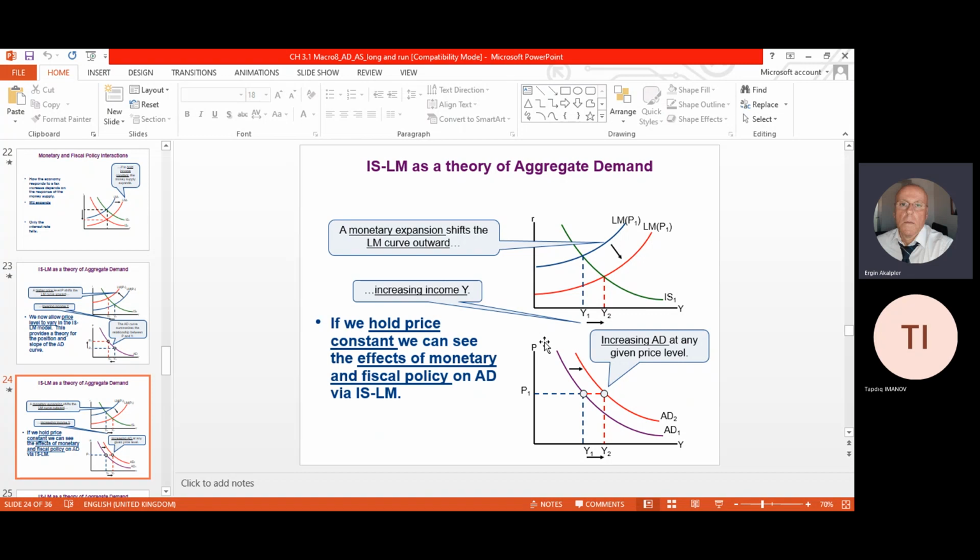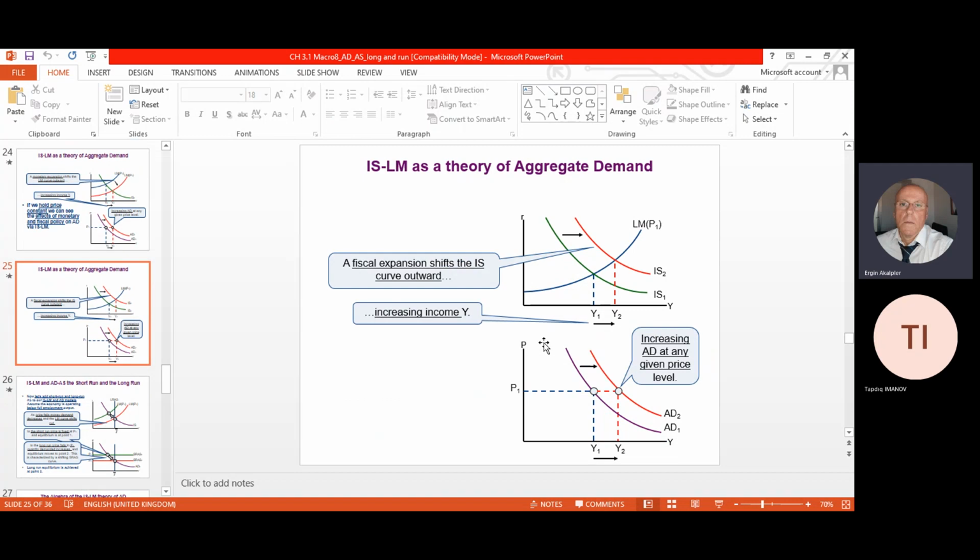Suppose the price stays constant, and we can see the effects of monetary and fiscal policy on aggregate demand, where the IS and LM curves are affected on the graph, as you see in the upper part. Below, the prices stay intact and held constant, so this shifts the output from Y1 to Y2. Then the aggregate demand curve moves from aggregate demand 1 to aggregate demand 2, to a higher position. This increases aggregate demand at any given price level, which is held constant.